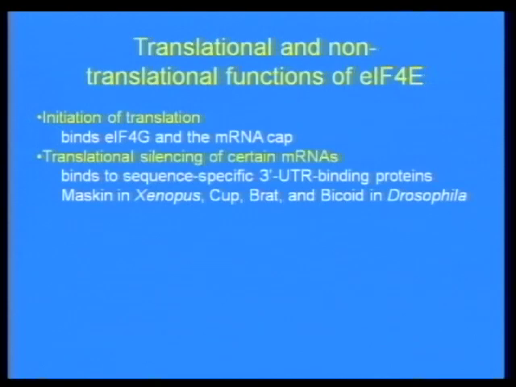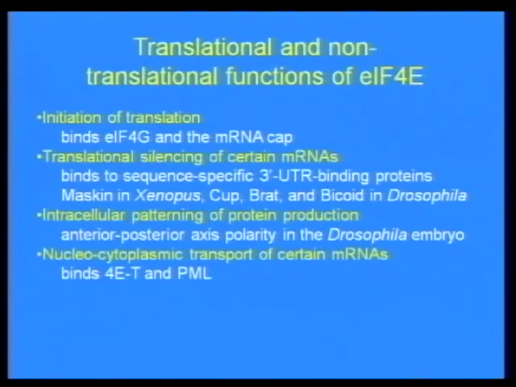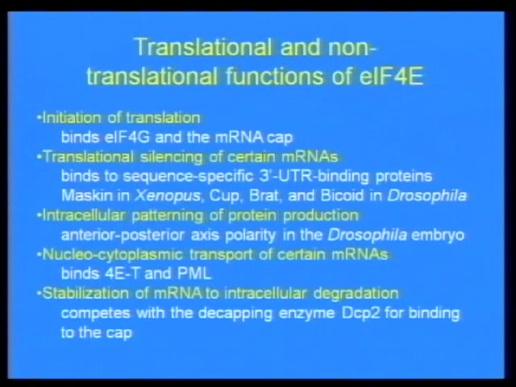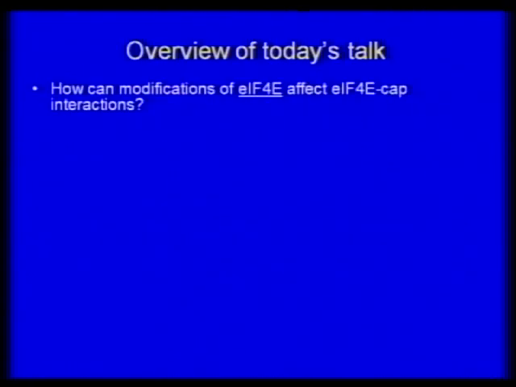So besides all of those translational aspects of 4E, it's also involved in silencing of mRNAs by binding to proteins specific for 3' UTR elements. It's involved in patterning of protein synthesis throughout the cell and through early embryos. It's involved in mRNA transport out of the nucleus to the cytosol. And it is an element in stability of messenger RNA because it competes with decapping enzymes for degradation of message. So these are my 6 vignettes.